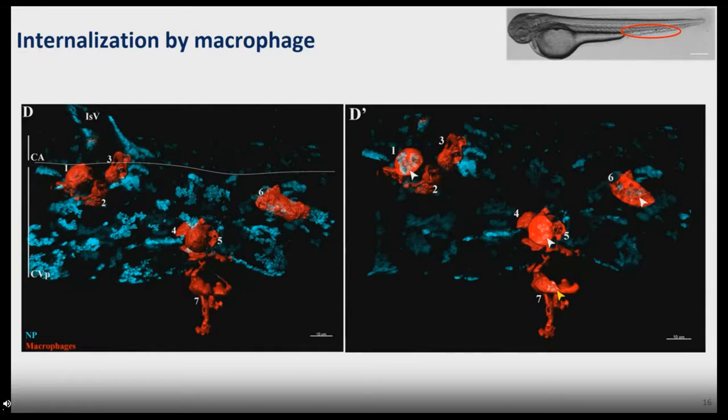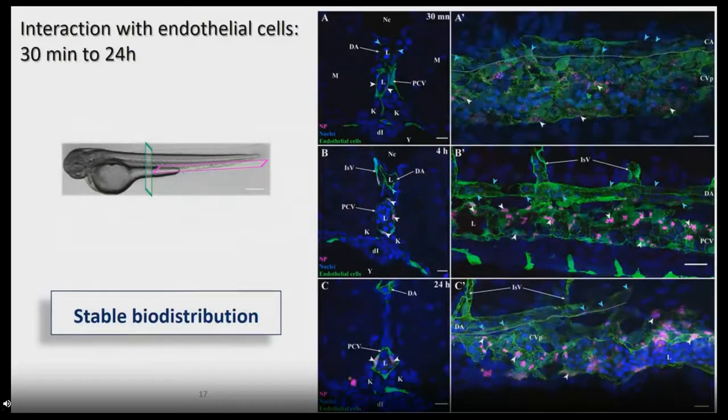So what we know so far is that the nanoparticles are quickly internalized by endothelial cells and macrophages by 20, 30 minutes. So then we tried to look at what will happen over time. So instead of using live imaging, in this case, we made sections through the larvae. And we looked, here we stained the nuclei in blue.